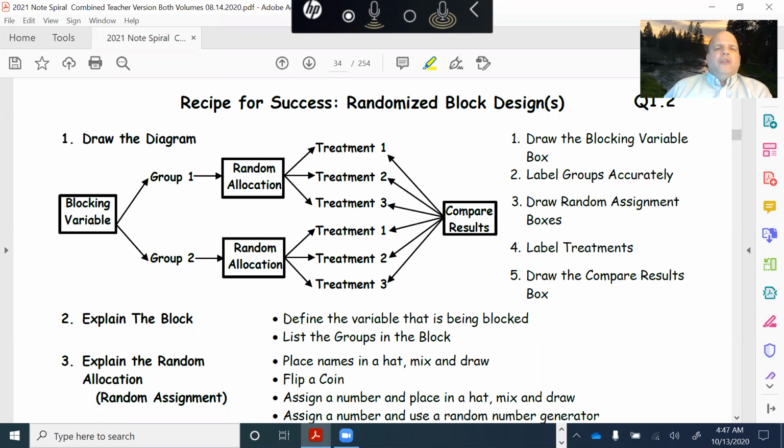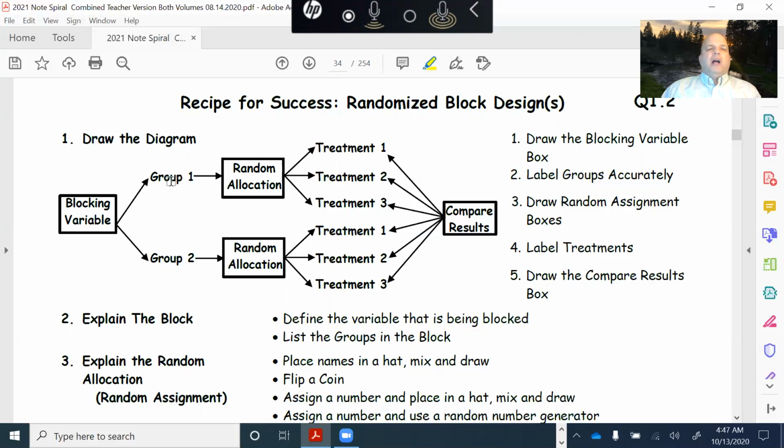Now notice I also have random allocation, so you will always have random allocation somewhere in the experiment, because remember, to be an experiment you have to randomly assign treatments. And the things that you block on are the things that have the largest impact on the study. So we block first, then we randomly assign. And it's really important that we notice this. We always block first, then the random assignment follows.